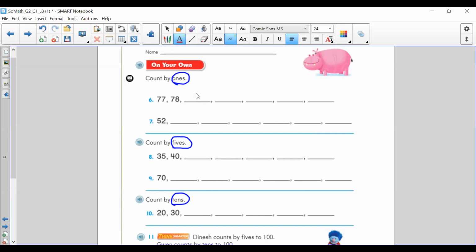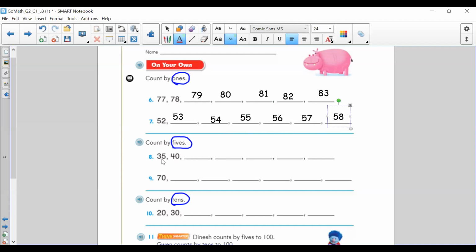Okay, so here we go with the answers. Ones, 77, 78, 79, 80, 81, 82, 83. And starting at 52, what comes after 52? 53, 54, 55, 56, 57, 58. Okay, that was easy counting by ones.